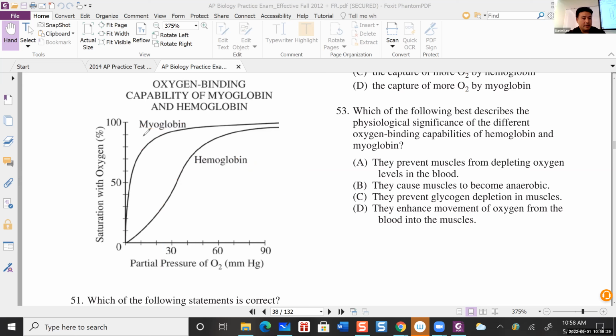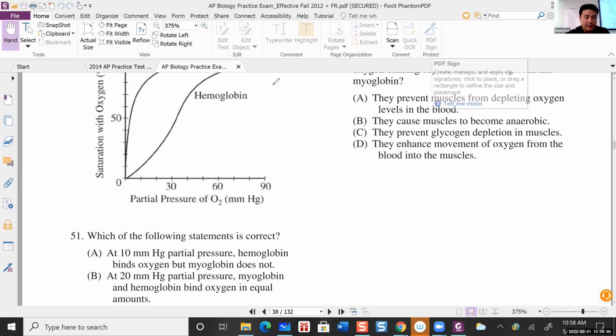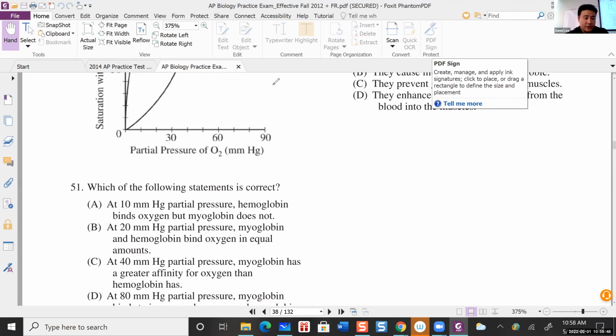Second one is myoglobin, hemoglobin. The third one is fetal hemoglobin, and mom's hemoglobin also looks like this. So you only remember three things about this graph, okay? So which of the following statements is correct? If you look at this, okay? So this is reading off the chart, okay?